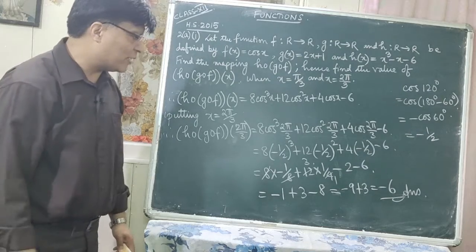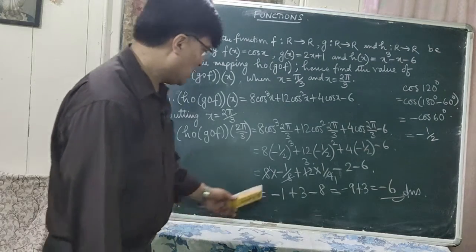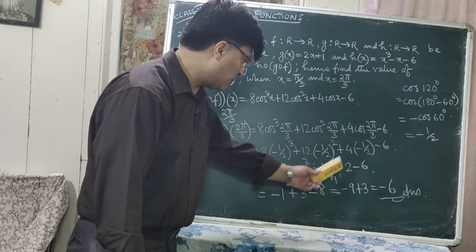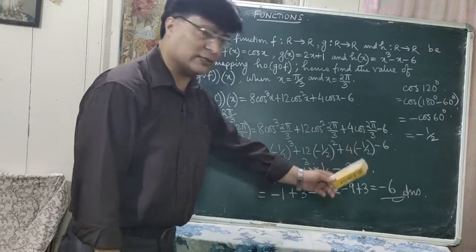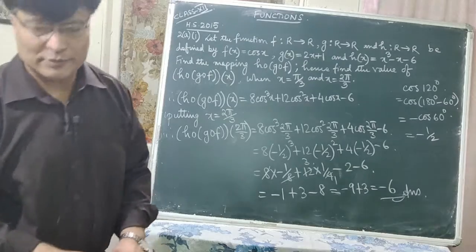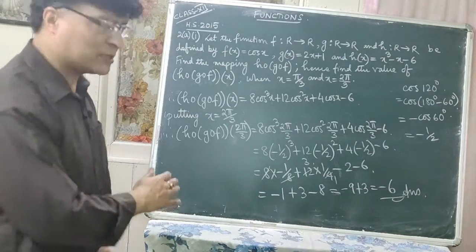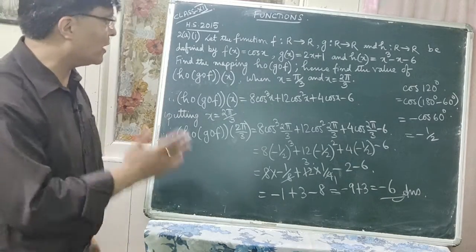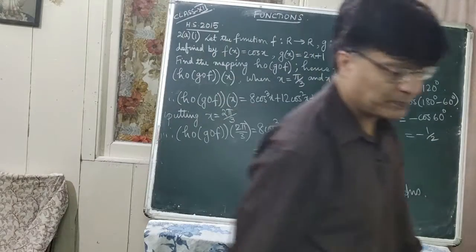So what is this value now? This is minus 1 plus 3 minus 8. Minus 9 plus 3 is minus 6. That is, your minus 6 is the correct answer. So I think you have understood it. So you can copy it. Now we'll do the next question from HS question paper. Okay.